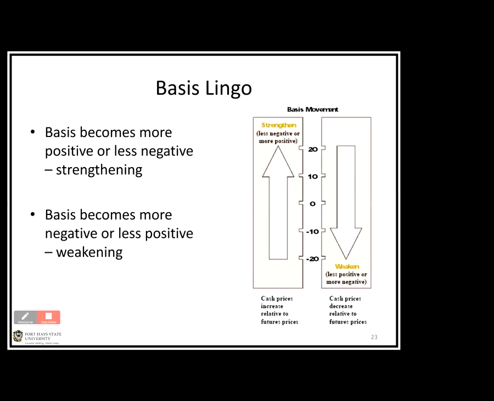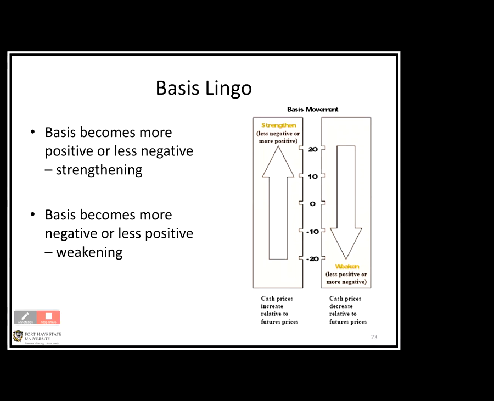A little bit of basis lingo. I've already used some of these terms, and I think this little figure here shows it pretty well. When the basis becomes positive or less negative, we say that's a strengthening basis. So think about that just a little bit. When it becomes more positive, so if basis goes from positive 5 cents to positive 15 cents, that's becoming more positive. That would be on the left hand side here.